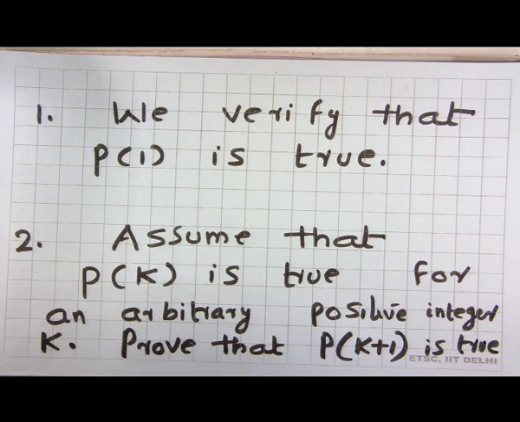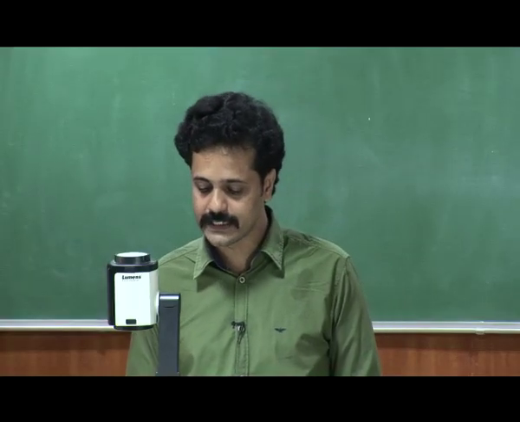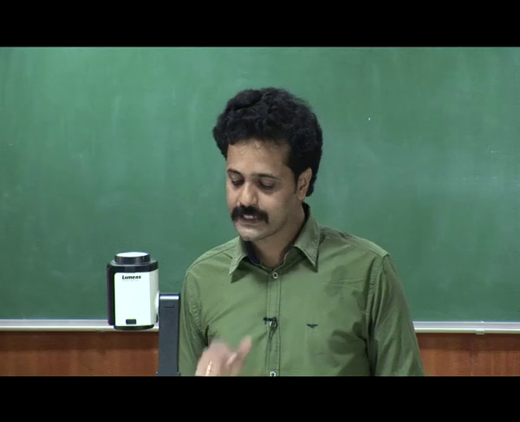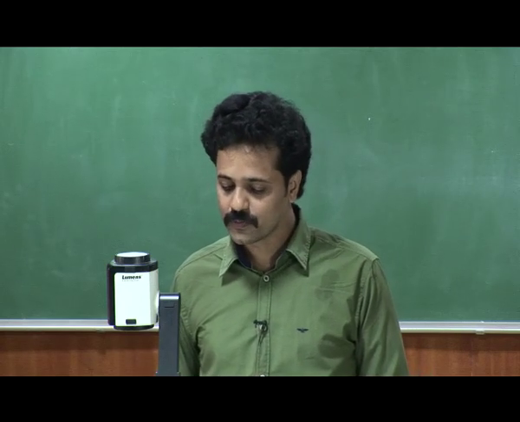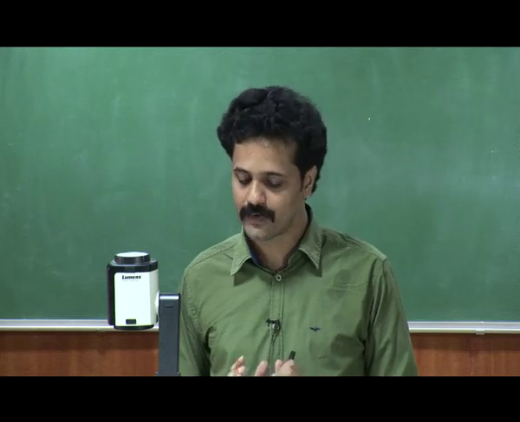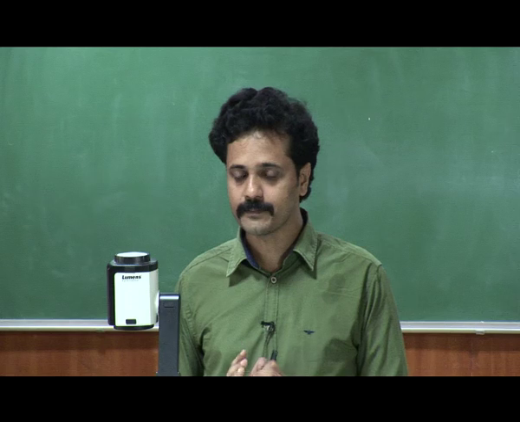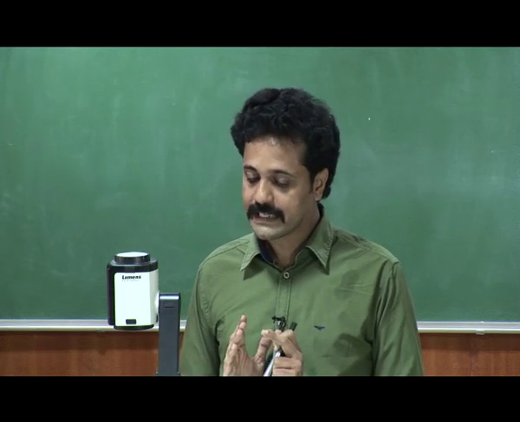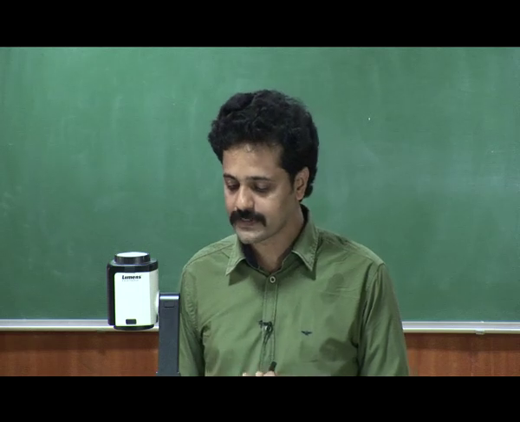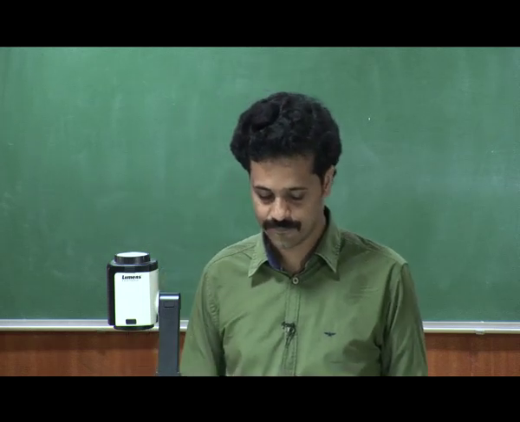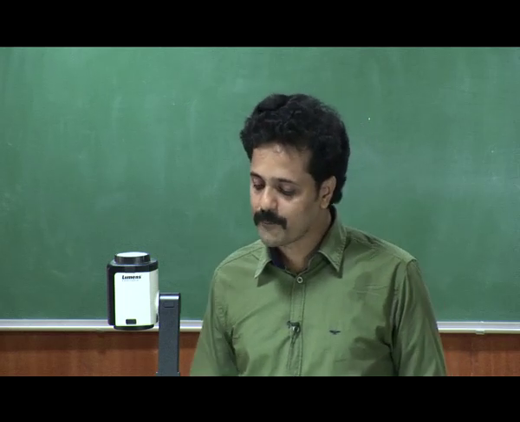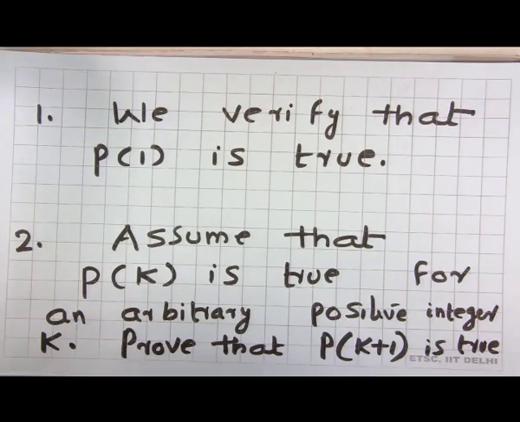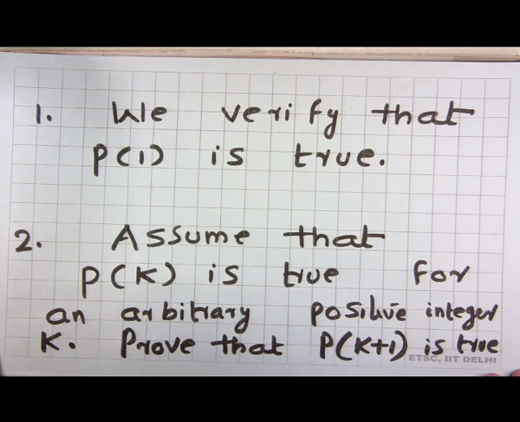If you recall the sequential effect of falling dominoes experiment that we have seen, the first step is equivalent to making sure that the first tile falls, and the second step is the event that if one tile falls, its successor falls. Once we complete these 2 steps, mathematical induction asserts that the given statement is true for all positive integers.